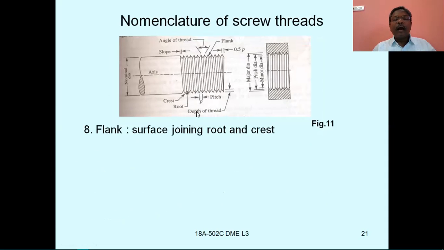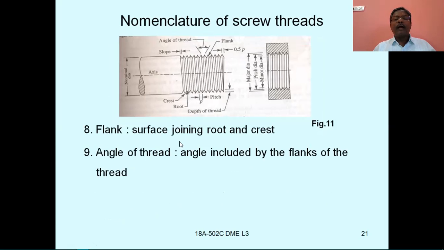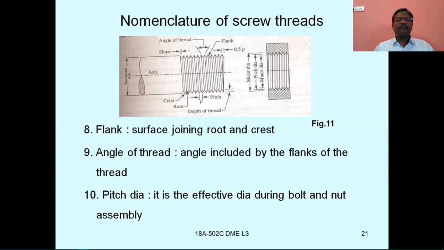Next is flank. This inclined surface, the surface joining the crest and root, is called flank. Angle of thread: the angle included by the flanks of the screw thread is called angle of thread. And pitch diameter: it is the effective diameter, an imaginary diameter. It is the effective diameter during bolt and nut assembly.